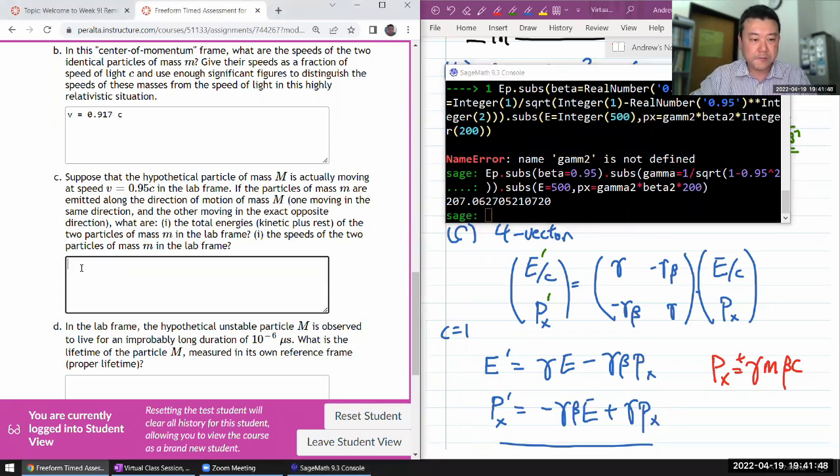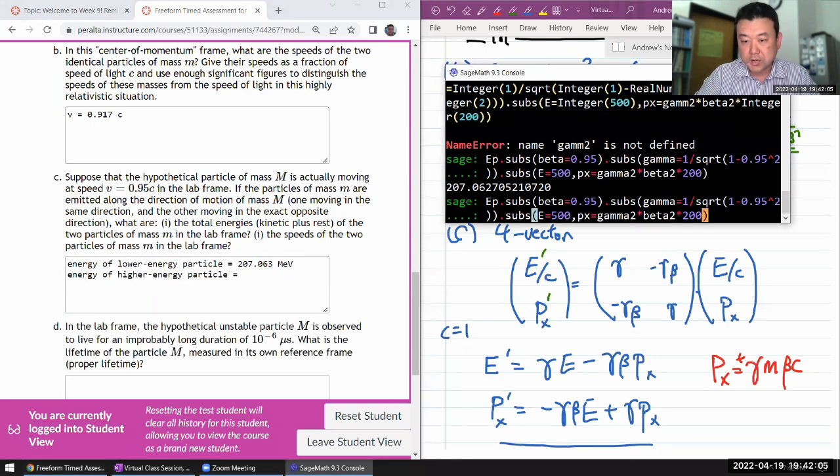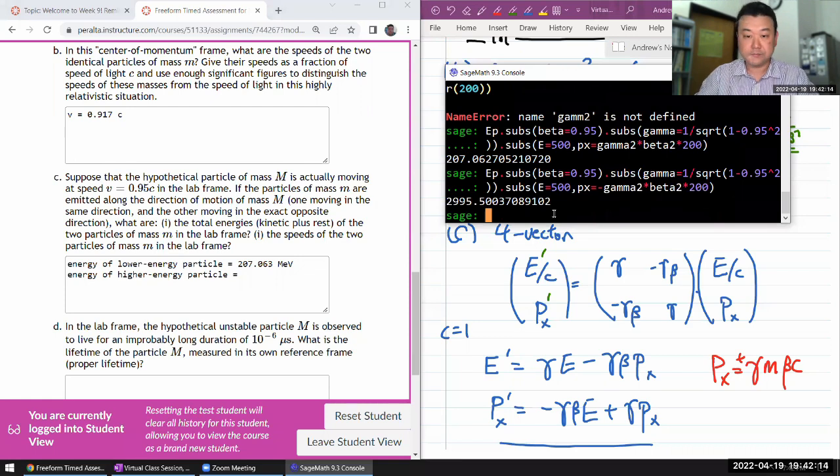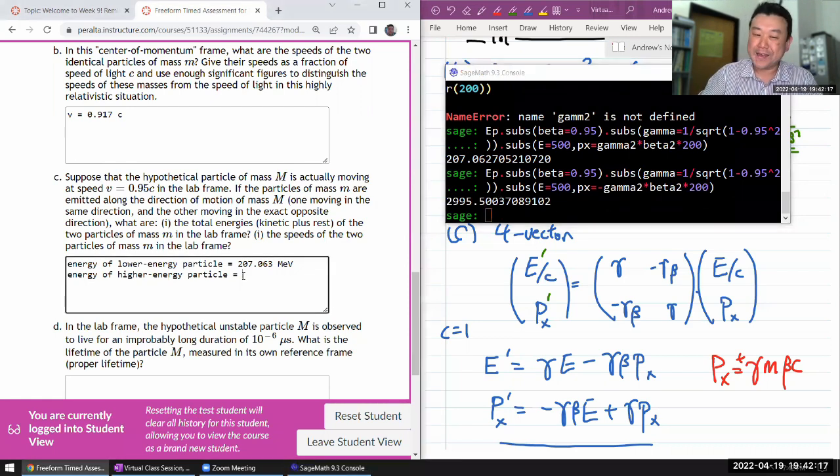So the energy of the lower energy particle is 207.063 MeV. Energy of the higher energy particle: it's the same calculation. The only thing you are changing is for the momentum, this becomes minus because it was going in the opposite direction. And it's a lot higher. The energy of the higher energy particle is 2995.5 MeV.